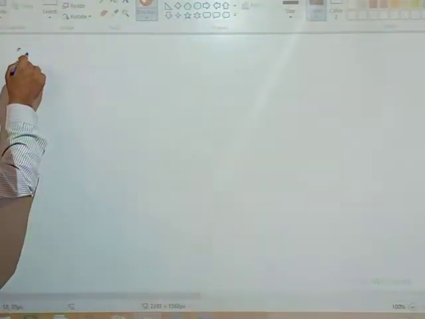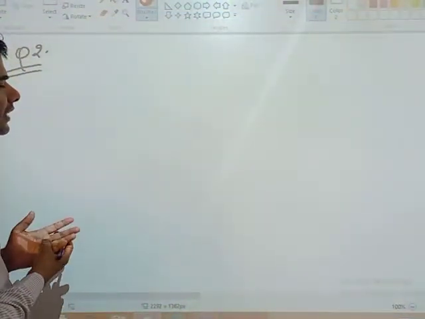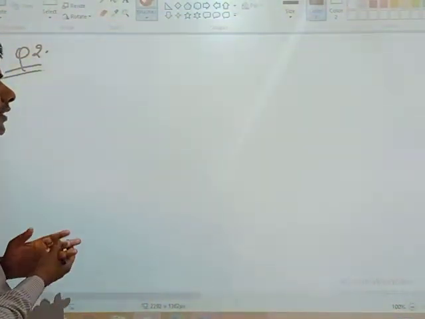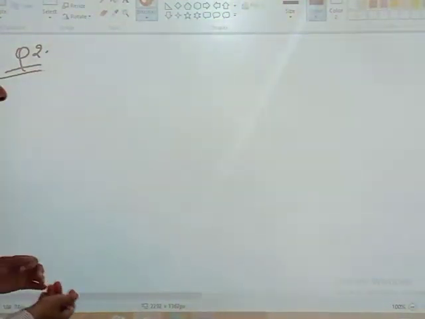Find the coordinates of the points of trisection. Trisection means equal parts. Bisect means divided into equal parts: a point which divides the line segment into two equal parts. Trisection means two points which divide the segment into three equal parts.